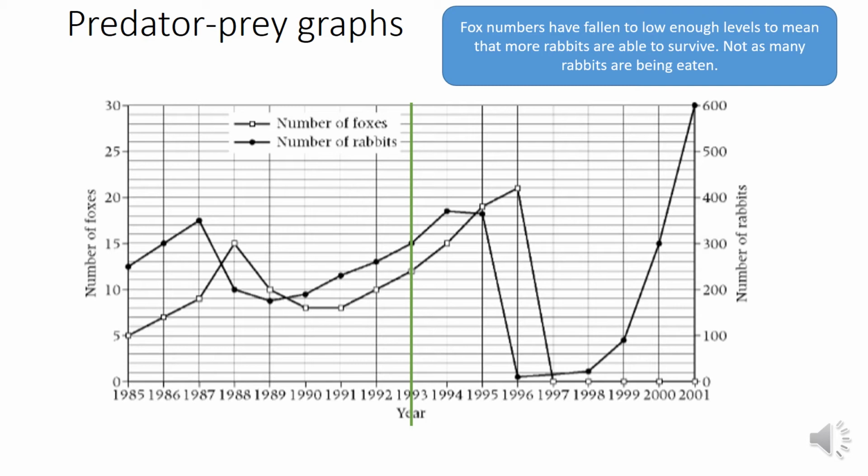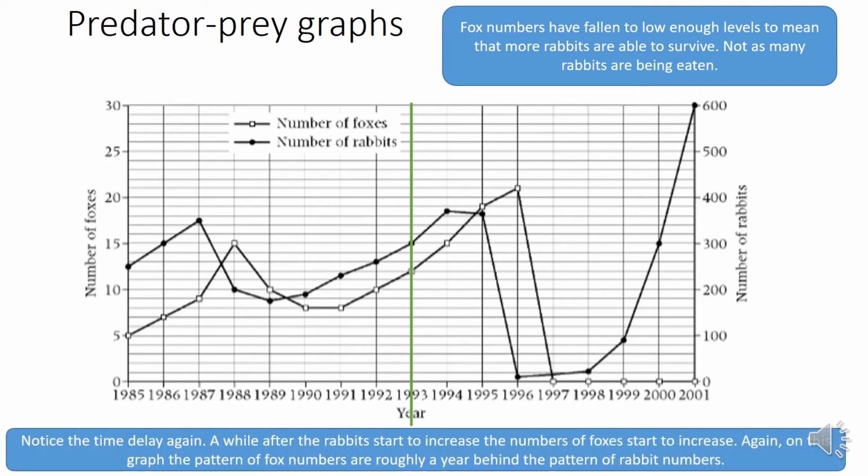If you have a look at the numbers from 1990, there are only 6 foxes and there are about 200 rabbits. So if you can imagine how many rabbits could be eaten by 6 foxes, you might be able to think that quite a number of those rabbits are going to be able to survive, have their offspring, and increase in their numbers.